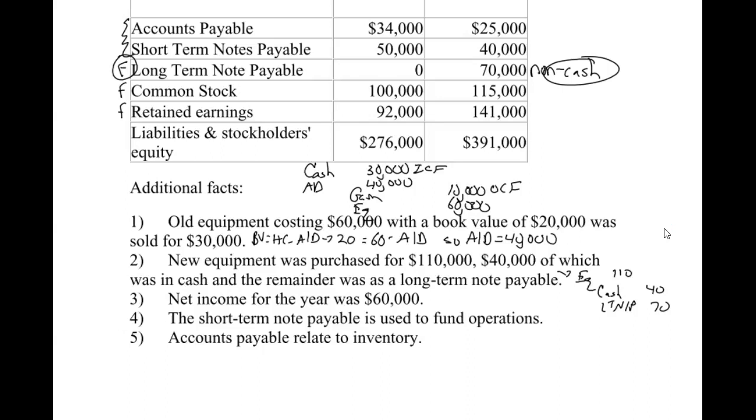All right, this cash right here will go in my investing section because that's a cash outlay for the purchase of a fixed asset. All right, so there's our increase in equipment. So let's go back up here.